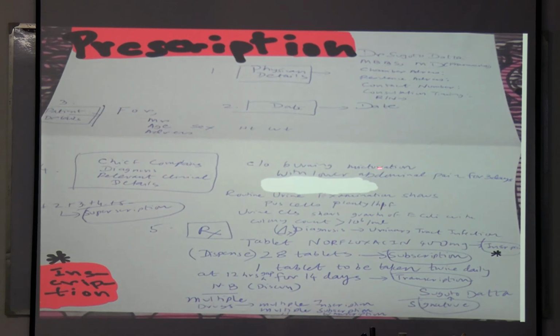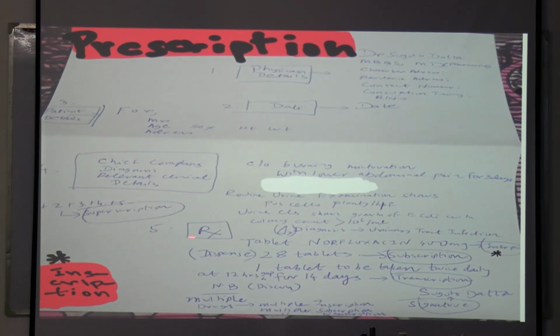Then the patient along with the chief complaint has also brought an investigation report, and that investigation report is also written in the prescription below chief complaint. Routine urine examination shows pus cells plenty per high power field. Urine culture shows growth of E. coli with colony count more than 10 to the power 6. So these are the details. This is number 4, chief complaint, diagnosis, relevant clinical details.